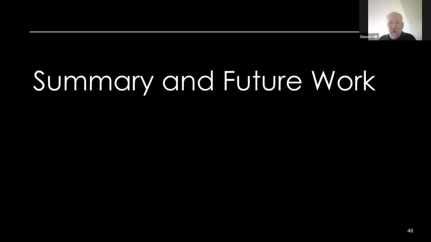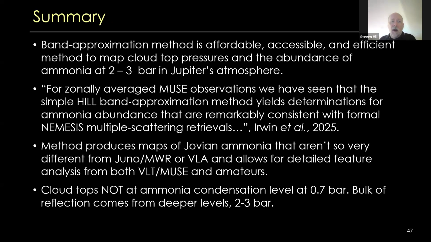So a quick summary and some future work. The band approximation method is affordable, accessible, and efficient. It's a great way to map cloud top pressures and the abundance of ammonia at 2 to 3 bar in Jupiter's atmosphere. I have a quote here from Irwin 2025: "For zonally averaged MUSE observations, we have seen that the simple Hill band approximation method yields determinations for ammonia abundance that are remarkably consistent with formal Nemesis multiple scattering retrievals." So that's a great plug.